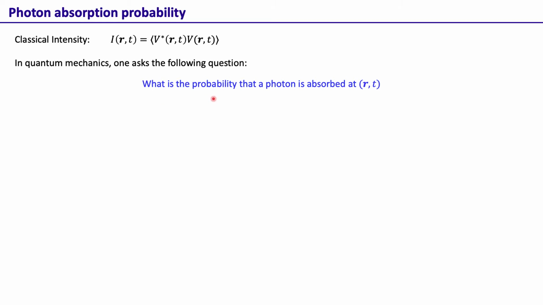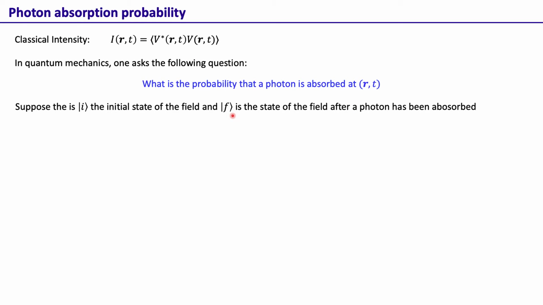One doesn't ask what is the intensity, but what one asks in quantum mechanics is what is the probability that a photon is absorbed at (r,t). This is an equivalent question in quantum mechanics. Now the way this is obtained is that we assume that the state of the field is I, the initial state, and after the photon has been absorbed, the field goes to the state F. This could be a manifold of states as well, need not be just a single state.